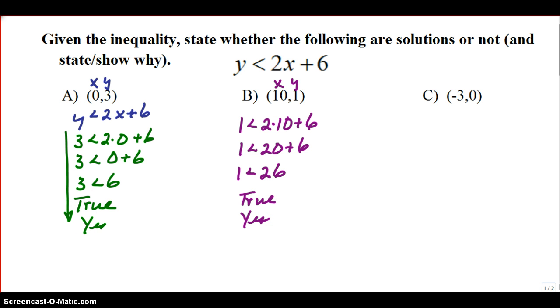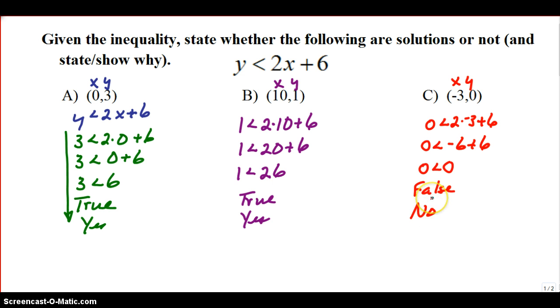All right, and the last one, we have, let's see, our x, our y. So 0 less than 2 times negative 3 plus 6. Well, 2 times negative 3 is negative 6, plus 6 is 0, so 0 less than 0. Little trick question here: is 0 less than 0? And that is false. It is not less than, it's equal to it. It is not less than it. So that would be false or no.